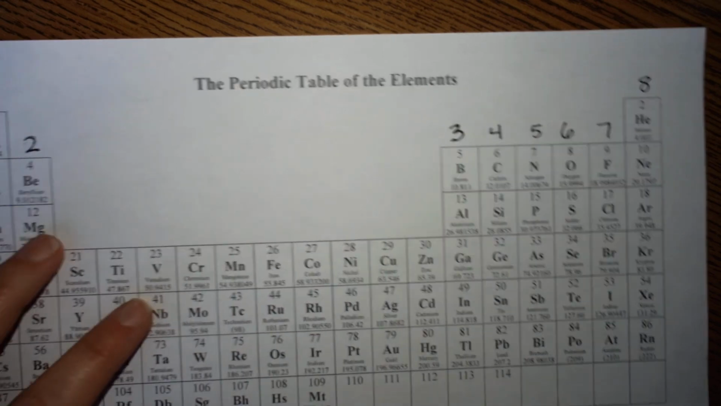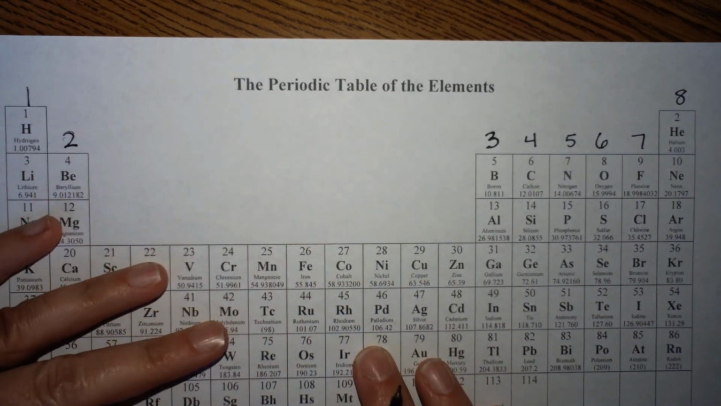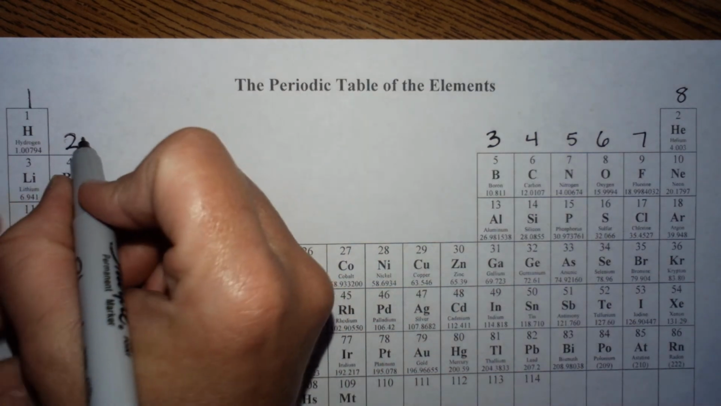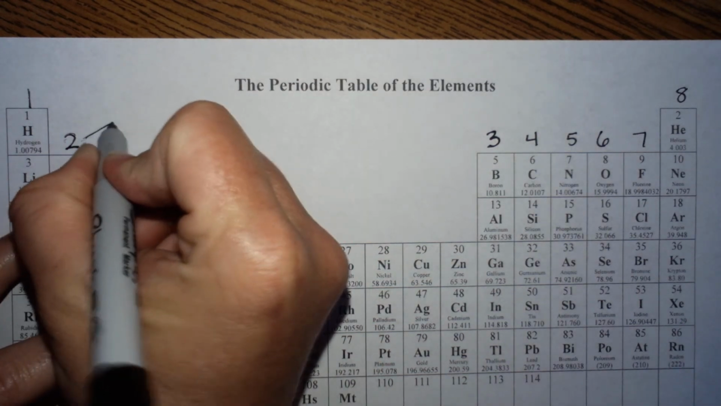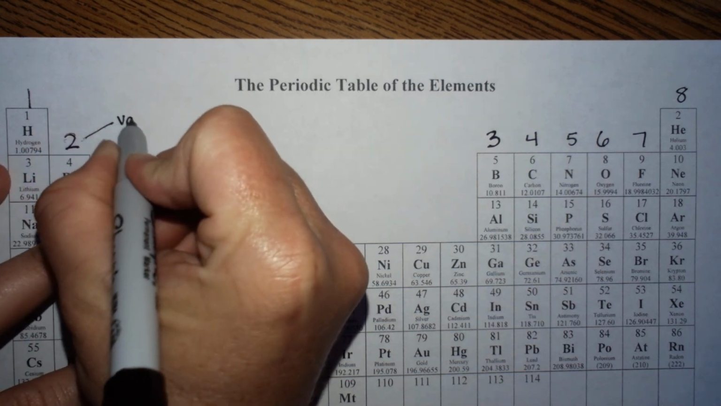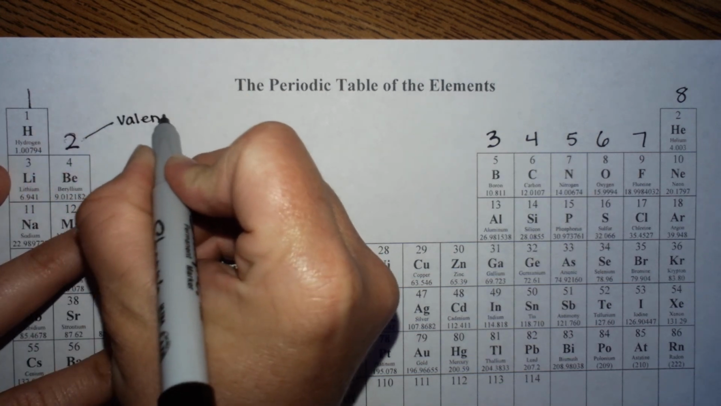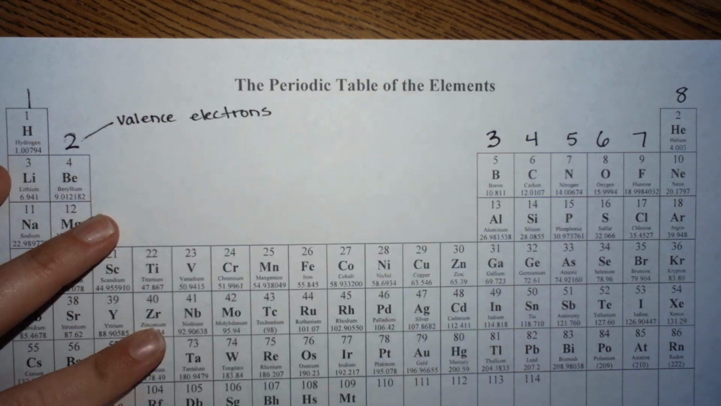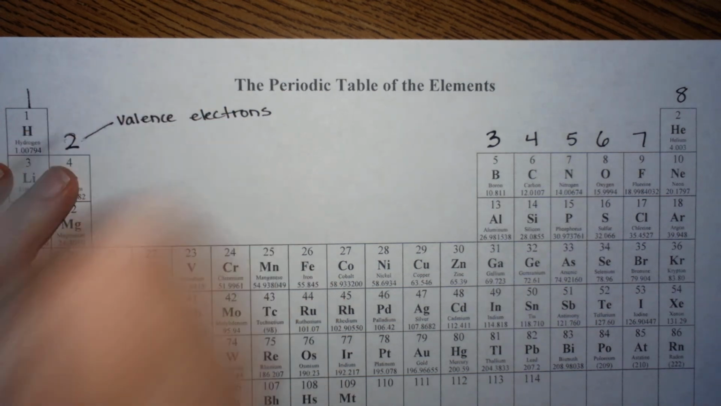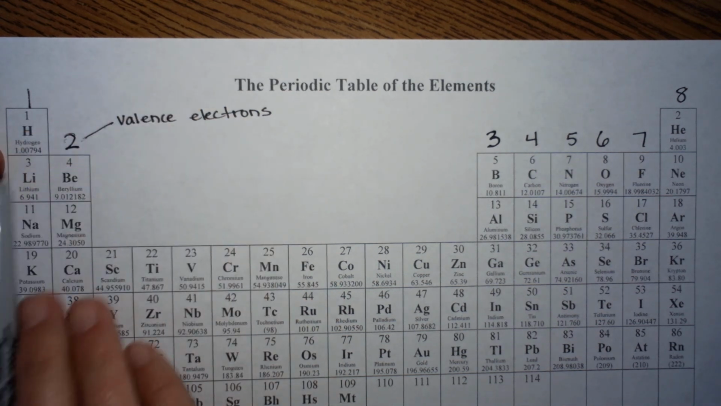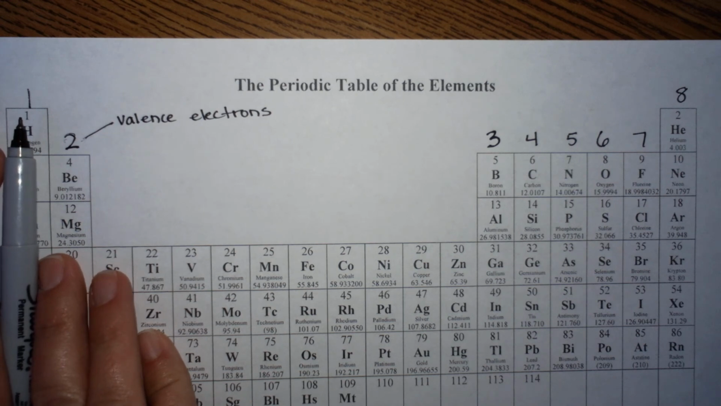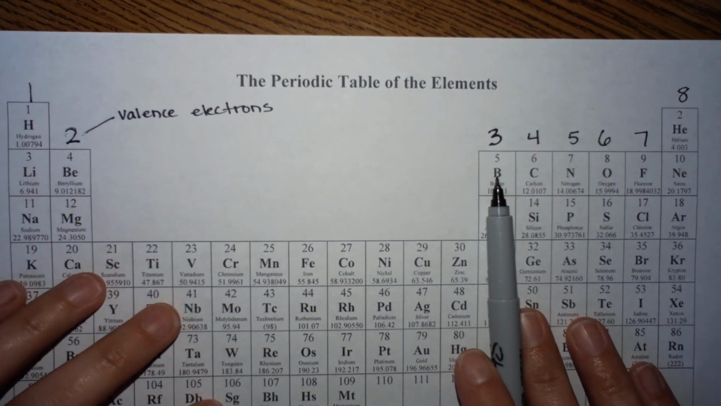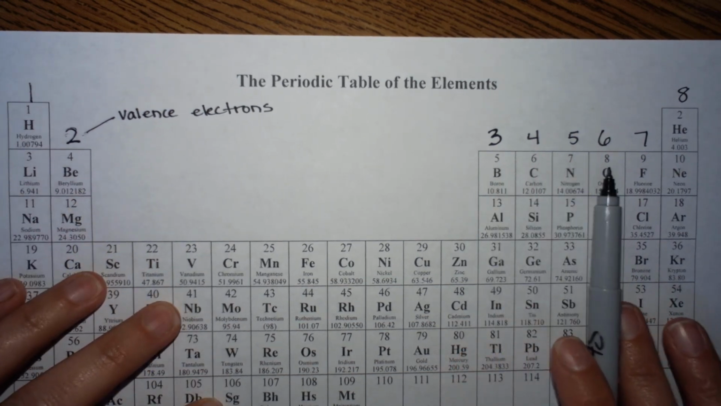Okay, good. Because these numbers are going to be critical for these Lewis structures that we're going to do. So somewhere on your periodic table, I encourage you to write valence electrons. Okay, so all these numbers tell you the valence electrons. So group 1 has 1 valence electron. Group 2 has 2 valence electrons. Group 3 has 3 valence electrons, 4, 5, and so on.